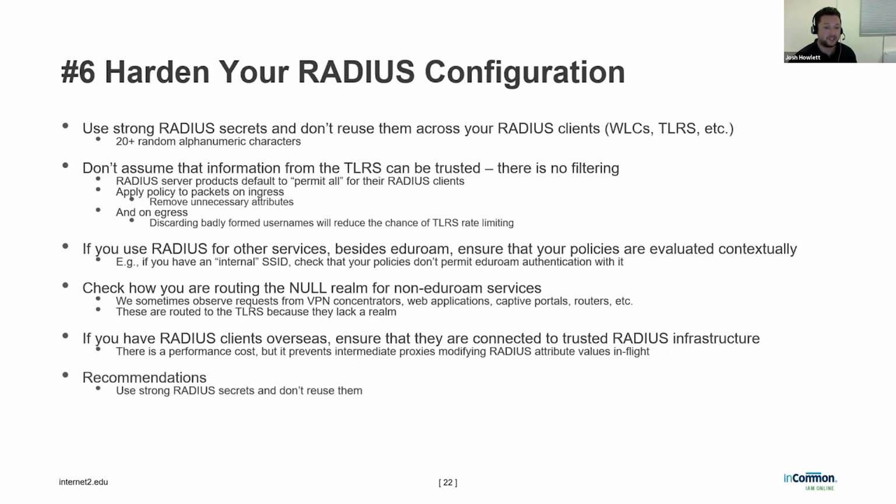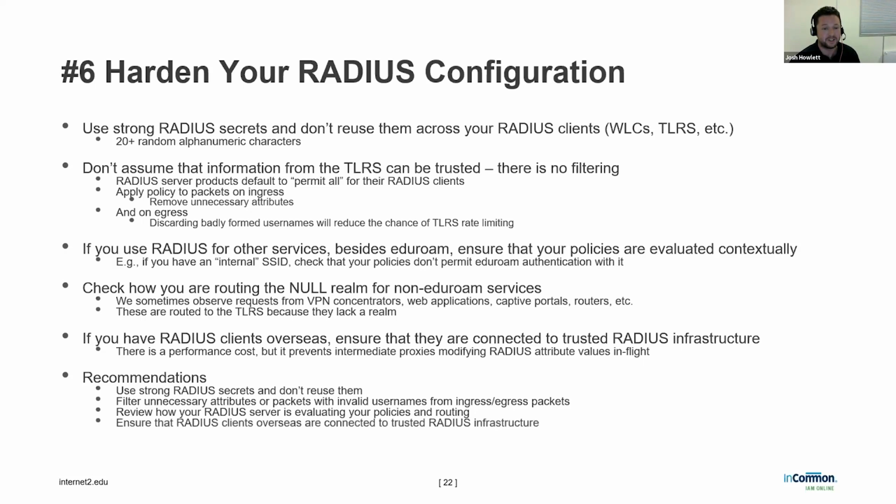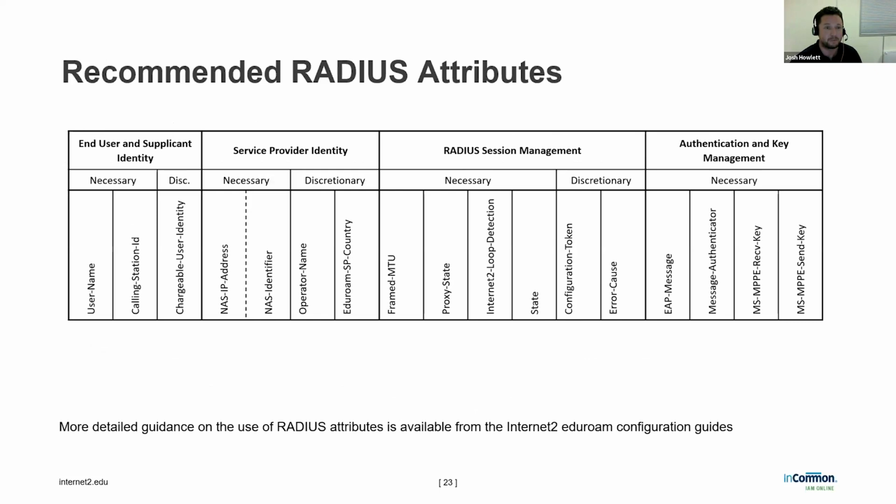So recommendations: use strong RADIUS secrets and don't reuse them, filter unnecessary attributes, review how your RADIUS server is evaluating policies, and consider how your RADIUS clients overseas are connecting to the RADIUS infrastructure. These are the recommended RADIUS attributes that you should use. I'm not going to talk through these now. You can review these at your leisure after the presentation.